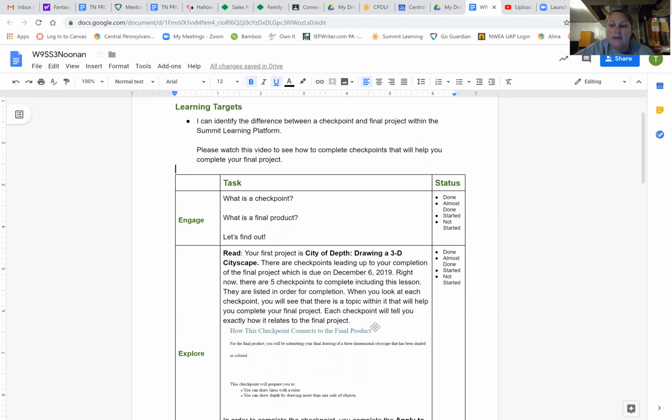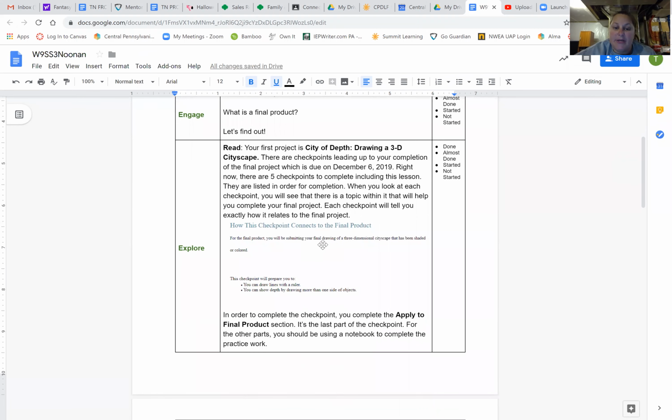We talked about art and education. There's a lesson about lines, horizontal lines and diagonal lines, and here are some pictures. When you go in to your Summit, you want to make sure that you are completing those checkpoints. It tells you how this checkpoint connects to my final project. Here is what it's telling you to do, and in your notebook is where you should be completing those activities.